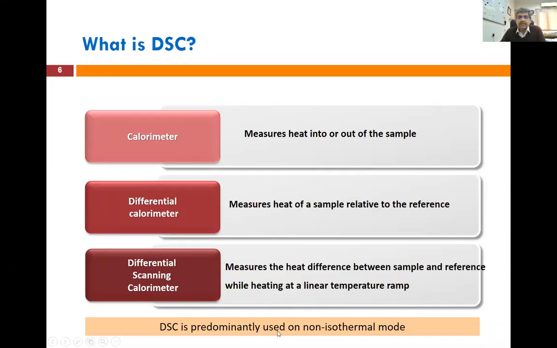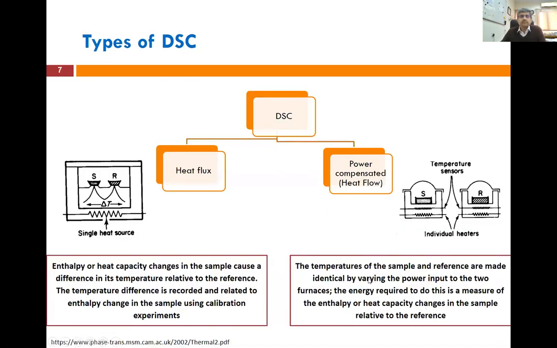DSC is predominantly used in the non-isothermal mode, although there are applications of DSC that have been reported in the isothermal mode also. Non-isothermal mode means that we are not carrying out the experiment at a fixed temperature. Rather, the temperature is continuously changing. It is either being heated or the sample is being cooled. That is called the non-isothermal mode.